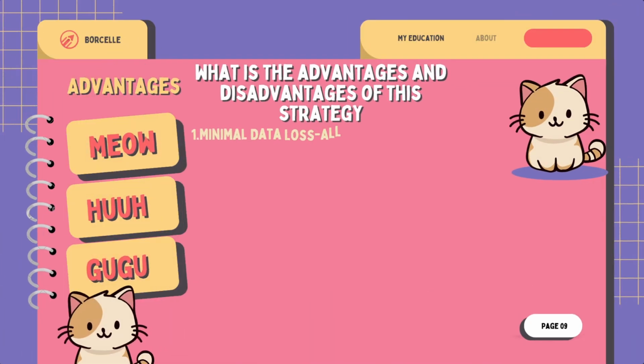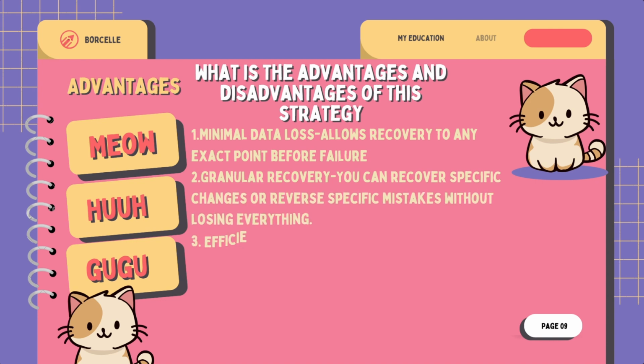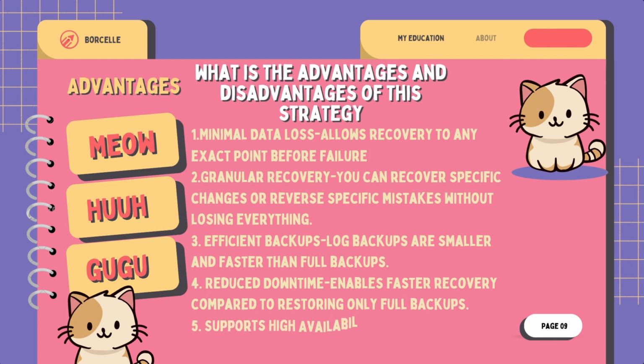The advantages. First, minimal data loss. It allows recovery to any exact point before failure. So this minimizes data loss by enabling precise restoration, unlike a full backup which may only restore data up to the last backup point. Next is granular recovery. You can recover a specific change or reverse a specific mistake without losing everything. So this is useful for undoing specific transactions or updates without interrupting the whole database.